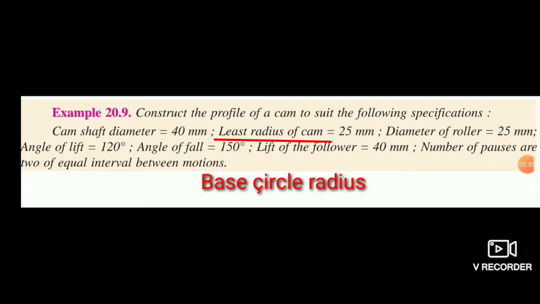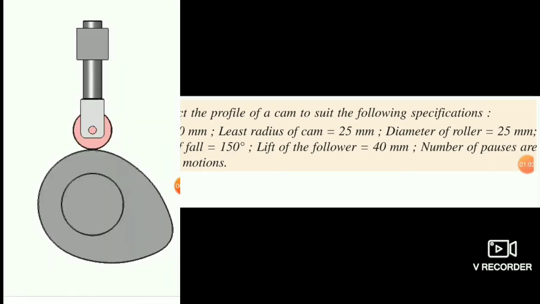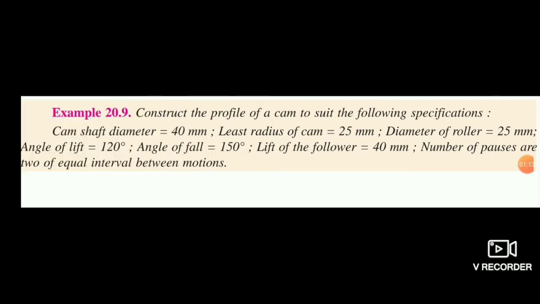Then you have the diameter of the roller. When you see this, you have to fix in your mind that here we are going to use a roller follower. It's not a knife edge or a flat face follower. It is a roller follower. So the diameter of the roller is given, and you can find the prime circle radius by adding the least radius plus half of the diameter of the roller. That is 25 plus 25 by 2, so you will get 37.5.